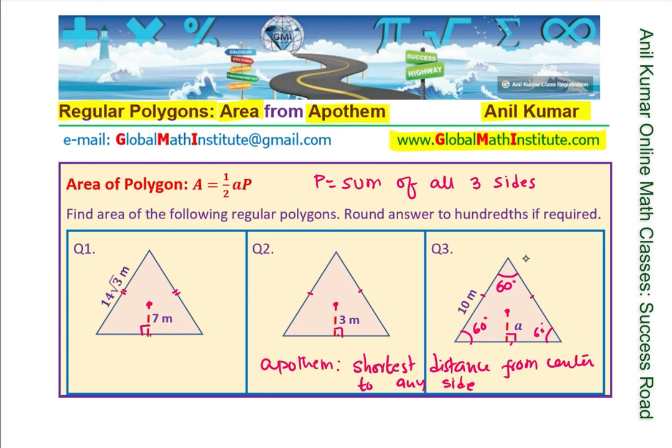You can always connect the apothem with the vertex and then find a if the side is given, using trigonometric ratios. So this length, which will be half of the side length, will be related to the apothem, and the angle here in an equilateral triangle will be 30 degrees. So you can use tan of 30 degrees as apothem a over half of the side length, right?